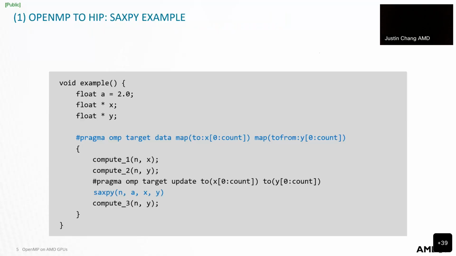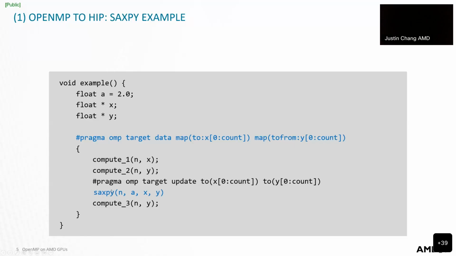Suppose you have an OpenMP code and you want to apply a HIP kernel. So let's go over the SAXPY example. Here we have a very short code. We have a pragma omp target data map, which maps the variable X to the device. And then we have another map directive which maps Y to the device. And then at the end of this region, we'll map the result of Y back to the host.